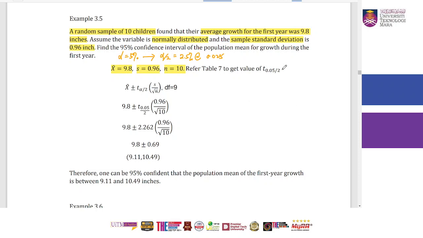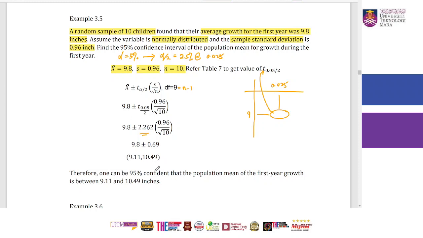Which is equivalent to 0.025. Okay. So that means in this situation, you kena tengok dekat column 0.025 and then kita tengok dekat row, cari row 9 sebab dia punya degrees of freedom is N minus 1. So degrees of freedom here, this is actually N minus 1. So locate the values over here. So this will give you the T values. So this is the T alpha over 2. So this give you 2.6262. Yang lain-lain itu semua sama saja dengan sebelum ni. So give you the confidence interval to be 9.11 and 10.49.